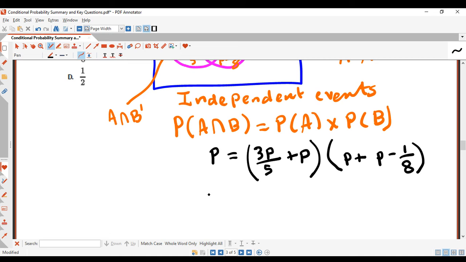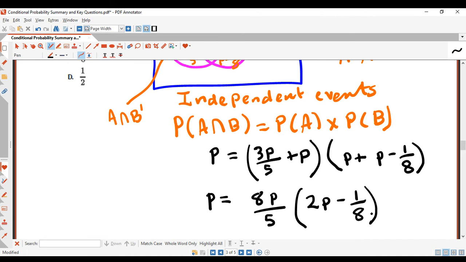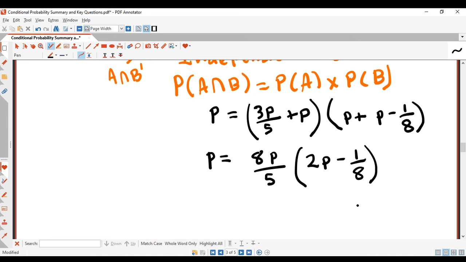Now, what do we have? We've got p is equal to, now if you simplify this, p is just 5p on 5, so you're going to get 8p on 5 for that part there. And then brackets, this will be 2p minus 1/8. Okay, now let's put everything over one denominator, and you're going to have p is equal to 8p on 5 brackets, and then we're going to have 16p minus 1 on 8.